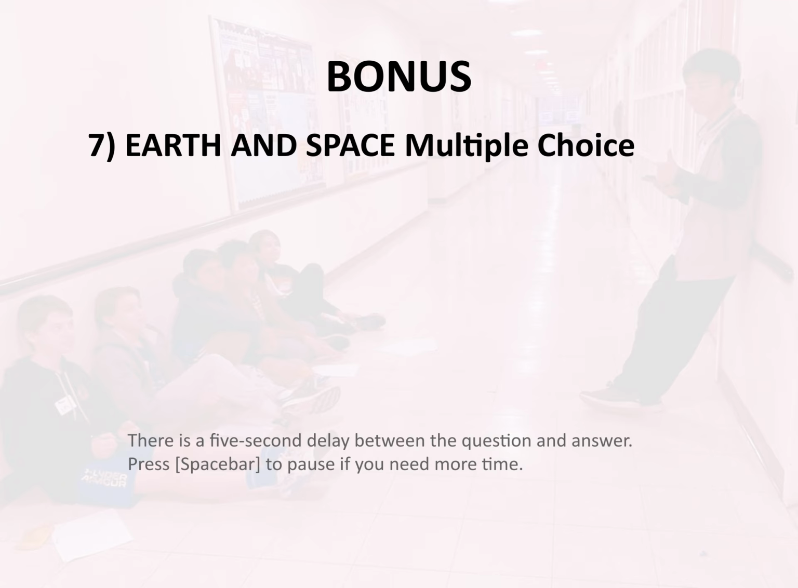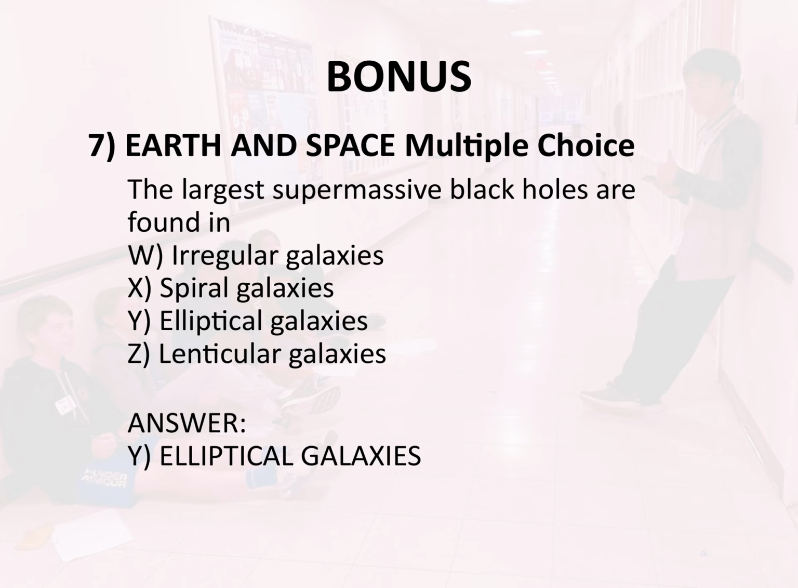Bonus 7. Earth and space multiple choice. The largest supermassive black holes are found in W. Irregular galaxies. X. Spiral galaxies. Y. Elliptical galaxies. Z. Lenticular galaxies. Answer. Y. Elliptical galaxies.